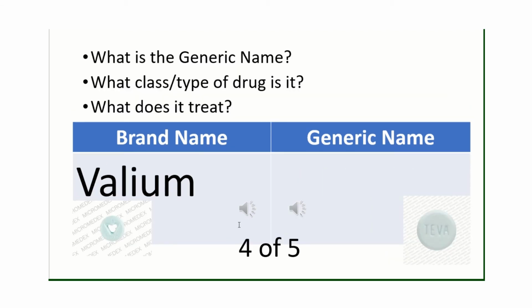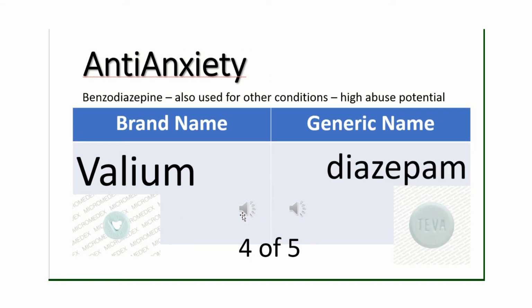What is the generic name for Valium? What type of drug is Valium, and what does Valium treat? The generic name for Valium is diazepam. Valium and diazepam are anti-anxiety medications. Valium and diazepam are benzodiazepines, which are also used for other conditions and have a high abuse potential.